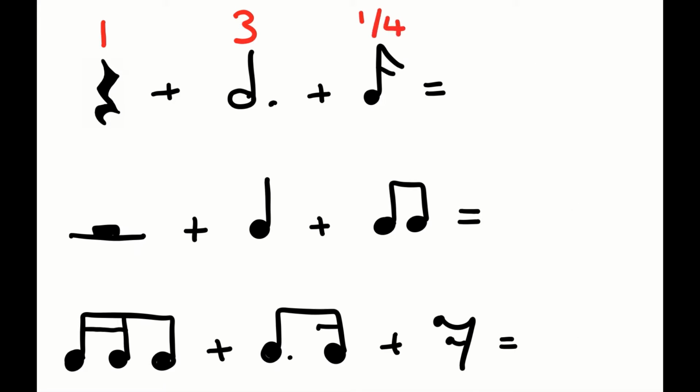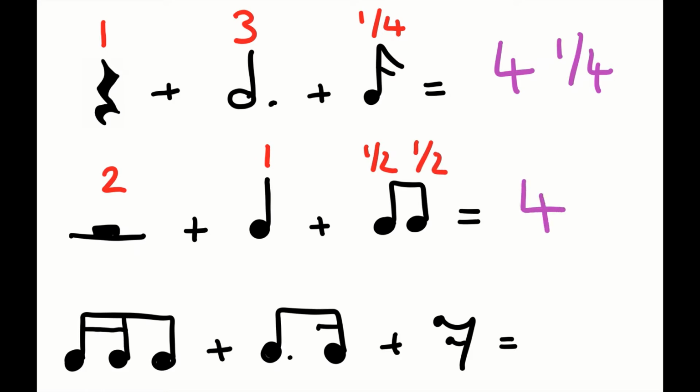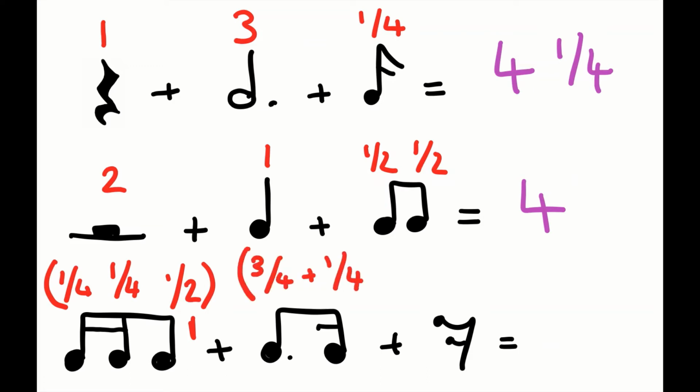So we've got 1 plus 3 plus 1/4, which is worth 2, a crotchet, which is worth 1, and then 2 quavers, which are half each, which all adds up to 4. Now the bottom one, we've got 2 semiquavers and a quaver, which adds up to 1, a dotted quaver, which is 3/4, and a semiquaver, which adds up to 1, and then 1/4, because that's a semiquaver rest, which is 2 1/4.